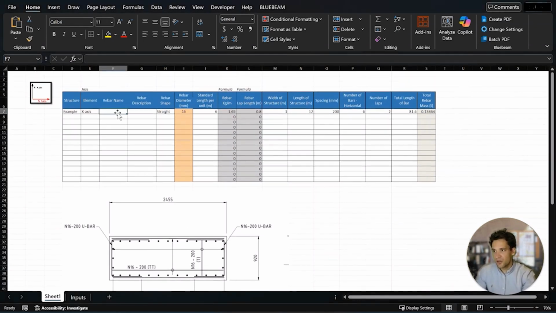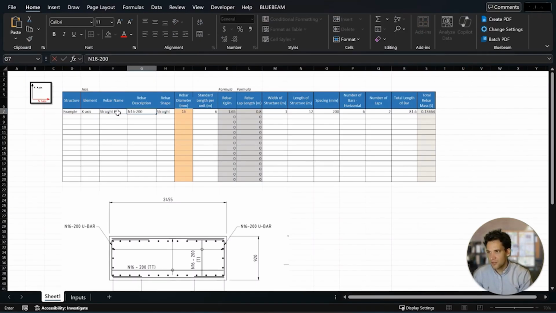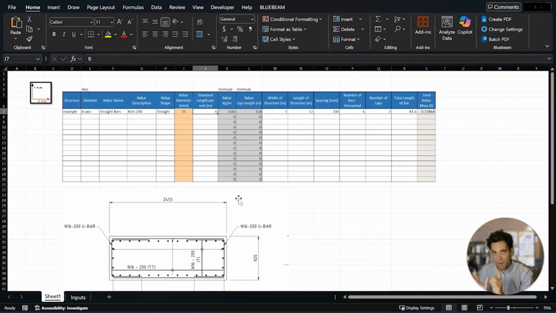The 2400 long bars, we'll refer to these as the straight bars. It's N16 200. Standard unit length is 6 meters. Now, this would matter if the length of the slab was longer than the standard bar, because we'd have to factor in a lap. For example, if I had a 1 meter long bar and it was 2400, I would have to use 3 separate bars and I'd have to have a lap between them.